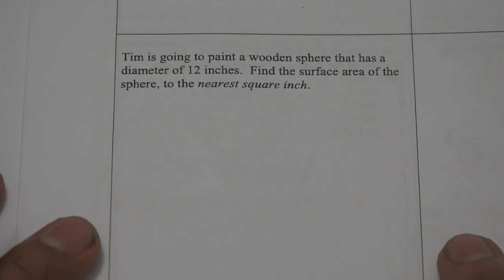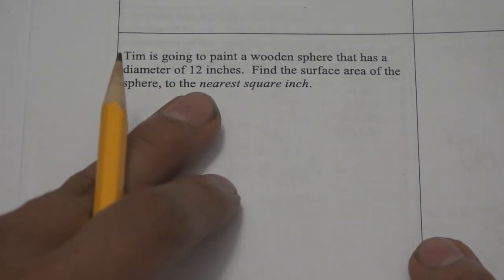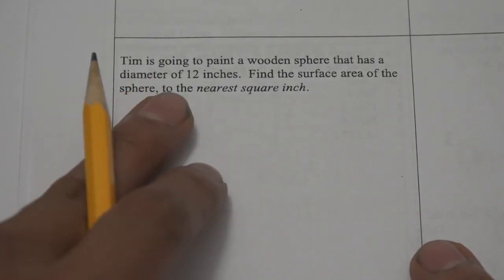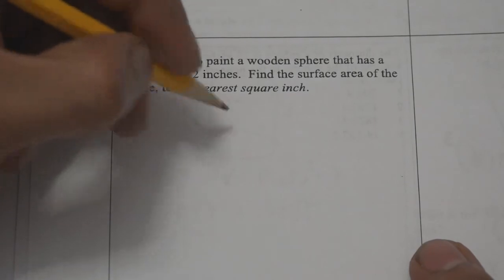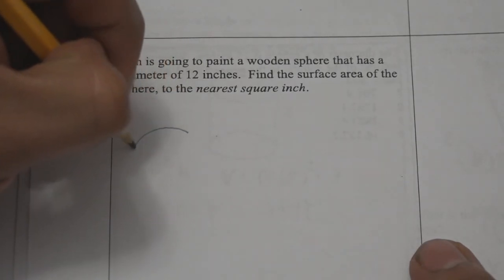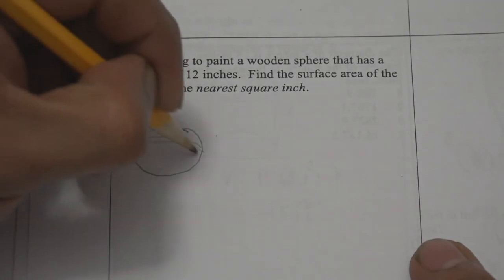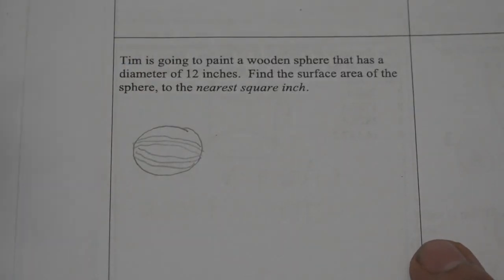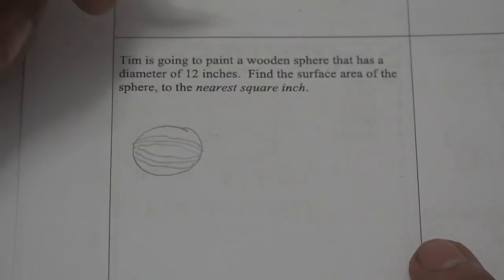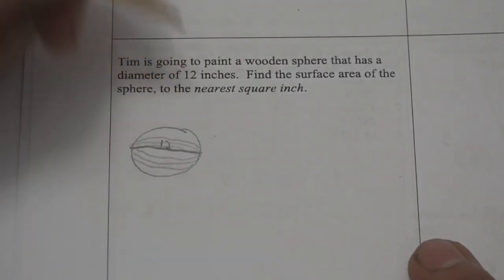Okay, Tim. Tim is going to paint a wooden sphere that has a diameter of 12 inches. A sphere. I don't know how to draw a sphere, so I'm going to do my best. I think it's something like this, and then you go like this. Something like that. Anyway, the diameter is 12.